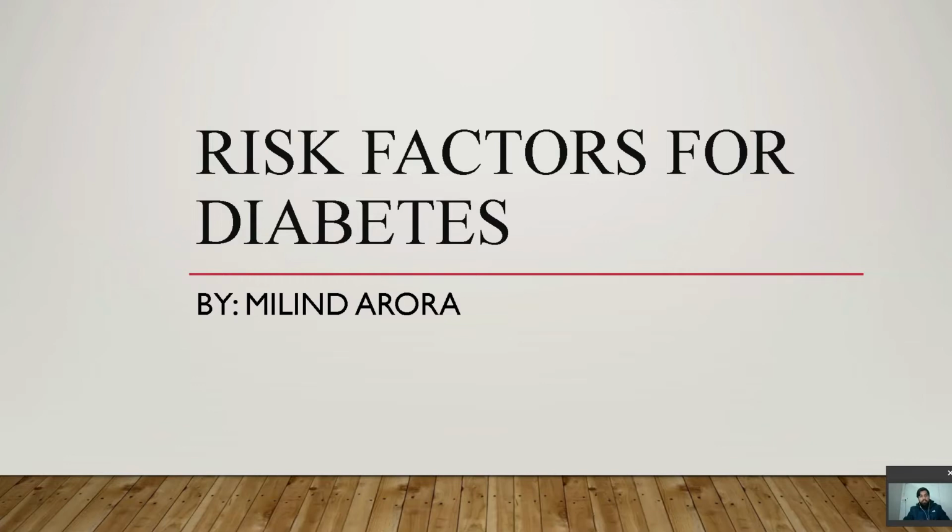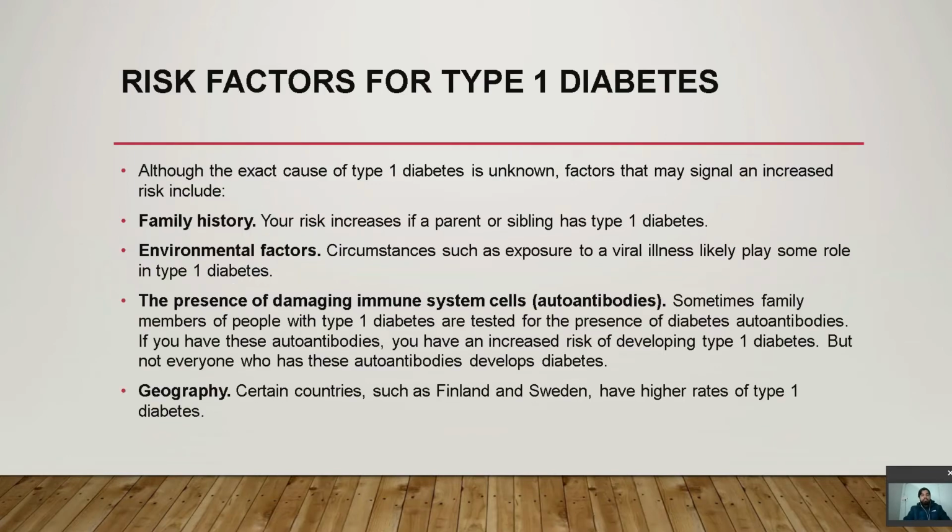In this video, I'm going to explain about risk factors for diabetes. These are those factors which can cause diabetes in a person. That means elevated blood sugar levels. So let's get started. First of all, risk factors for type 1 diabetes.